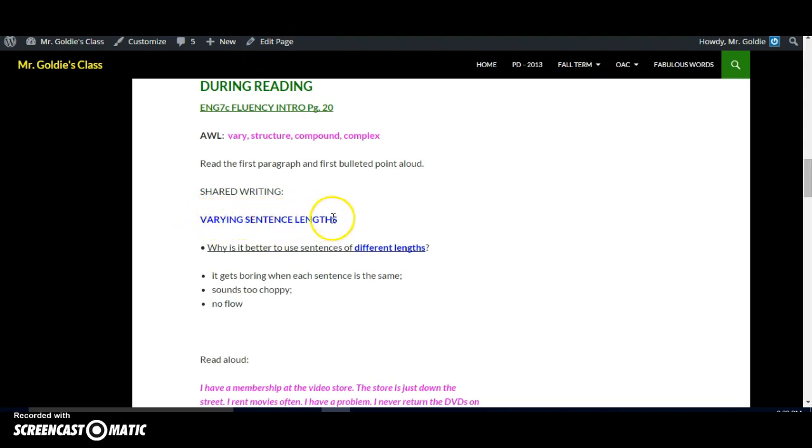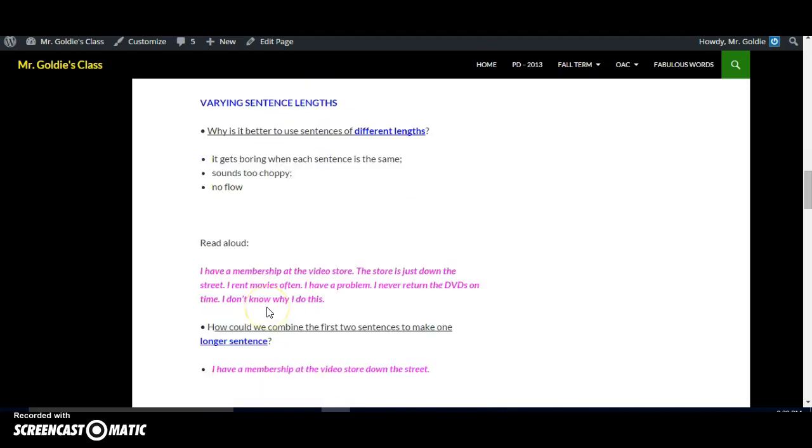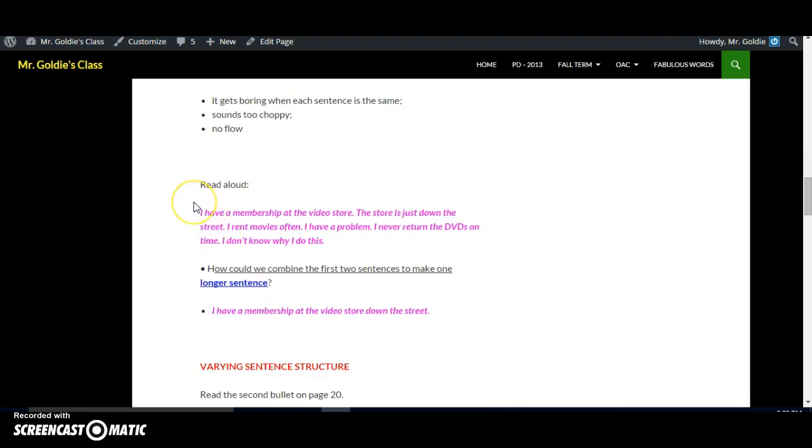Varying sentence lengths is a strategy to make your writing more fluent. Why is it better to use sentences of different lengths? It gets boring when each sentence is the same. It sounds too choppy. There's no flow. For example, close your eyes and listen to this.